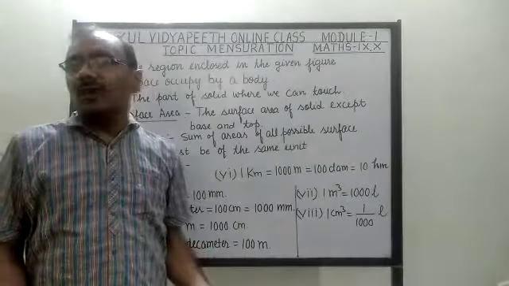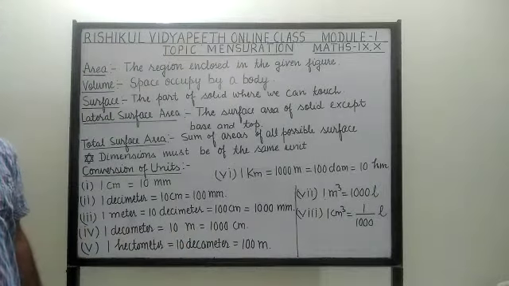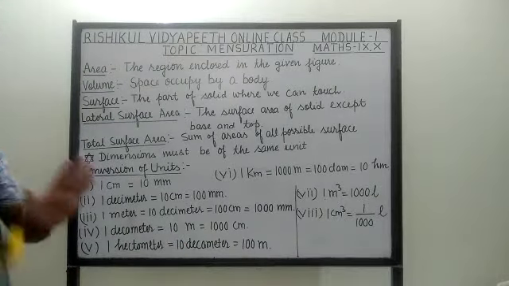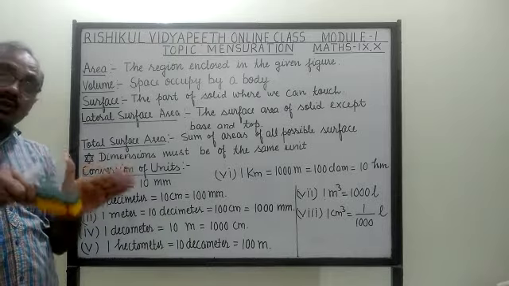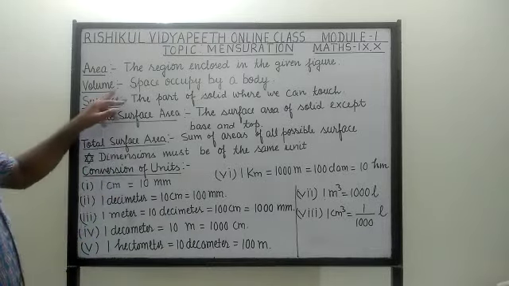What is the area of this floor? Sir, this floor is rectangular. Area of rectangle is L into B. You find the area enclosed by this room. Clear? Now, next one is volume.